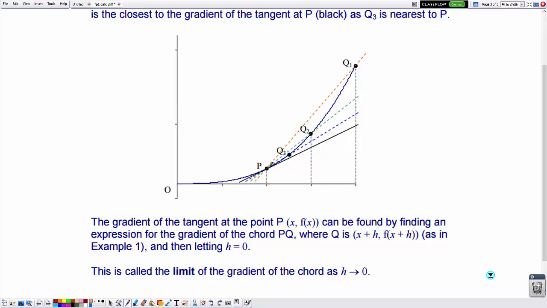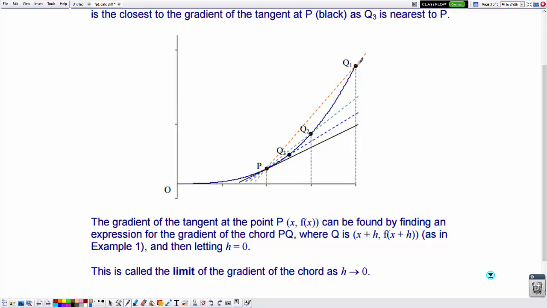Okay, so you say, oh, I know how to do that, I just do differentiation. But we don't know how to do differentiation. We haven't invented it yet. So what do we do? Well, let's estimate the gradient of this tangent at P, which is this black line. One way of estimating it, we say, let's use a chord, because we know how to do a chord. We just did it in the previous example. We know the equation of the curve, by the way, and we know the coordinate of P.